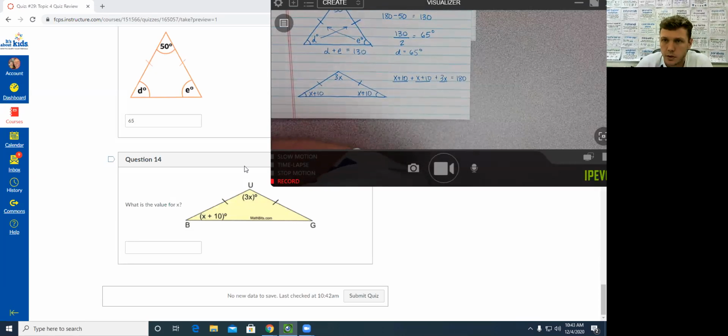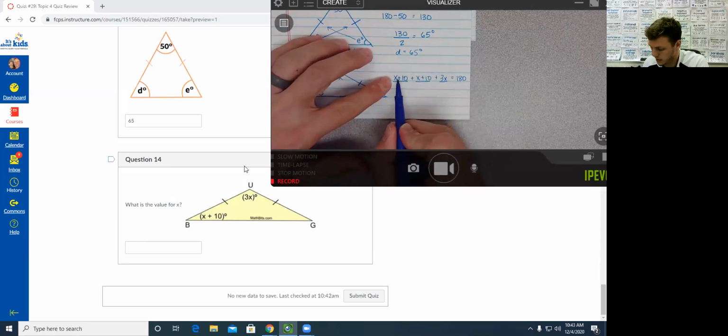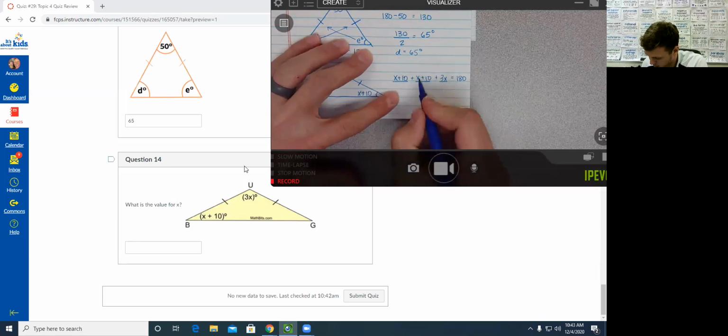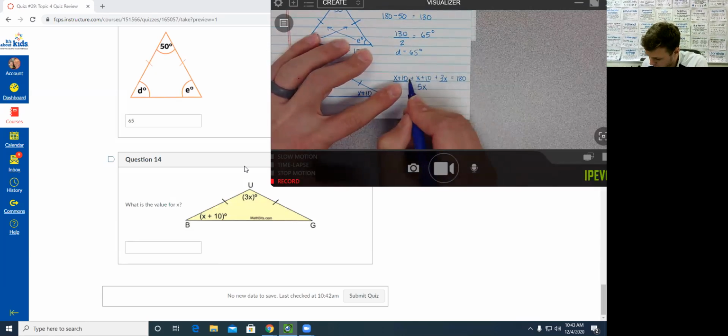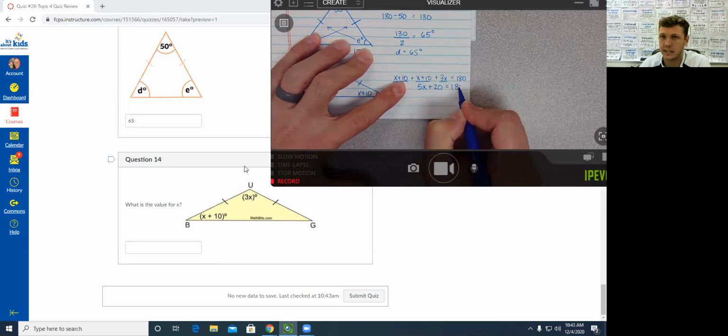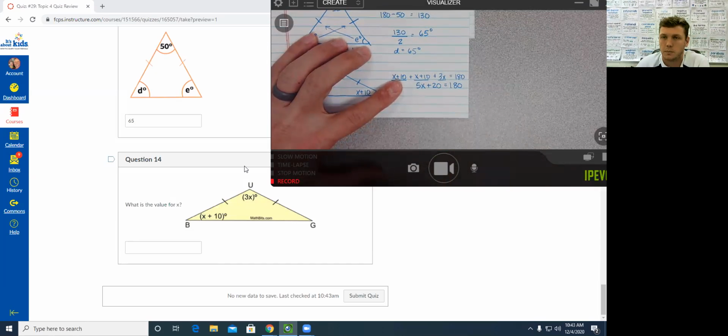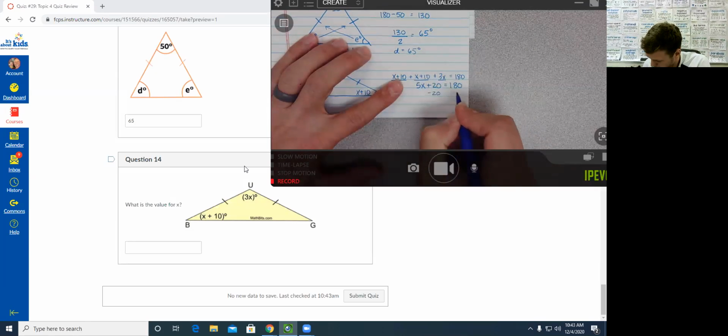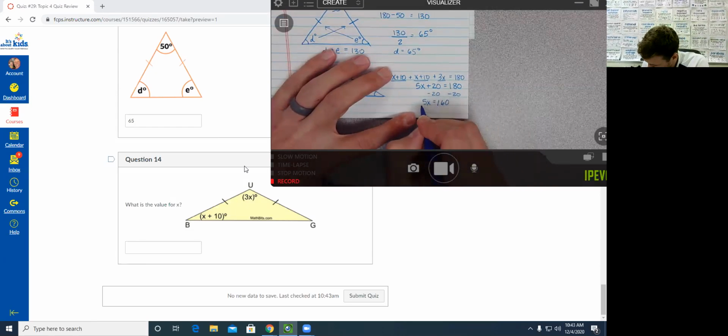Okay, so from here, what do I do to solve? I'm going to combine like terms. x plus 3x is 5x. The 10 and 10 becomes 20, and that equals 180. Okay, so now what? So now we're going to subtract 20. 5x equals 160. We divide by 5. And x equals 32.